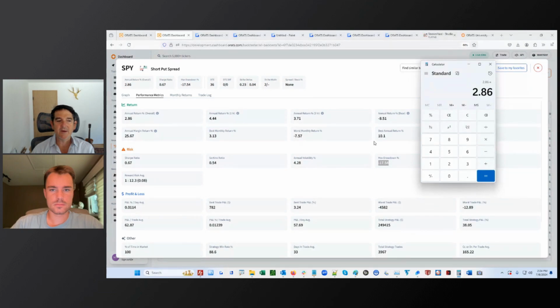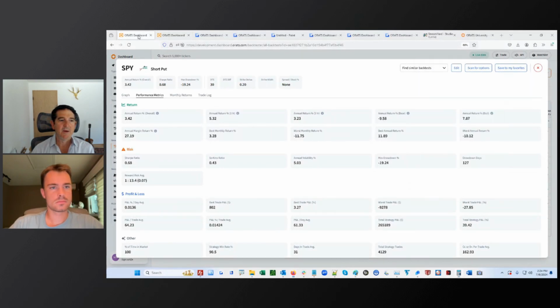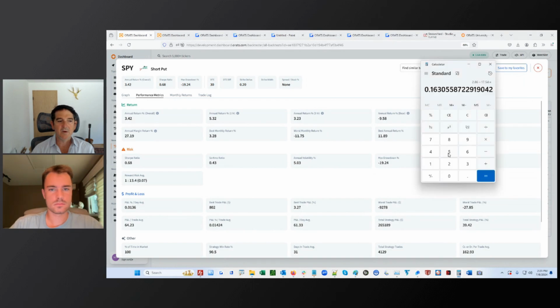So 2.86 is the return, let's just say, divided by the drawdown, 17.54. Maybe we'll call that the capital that we need. So that's 16.3%. And then let's go over here and look at 3.42 divided by the 19.24. That's 17.7%. So that's quite a bit higher return, right?